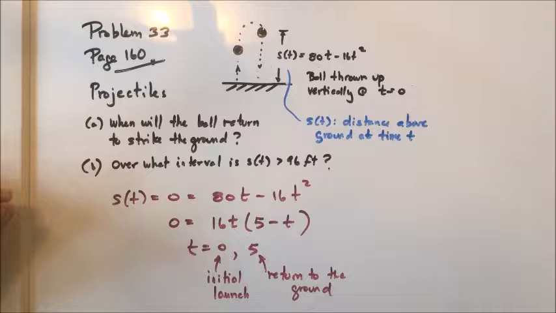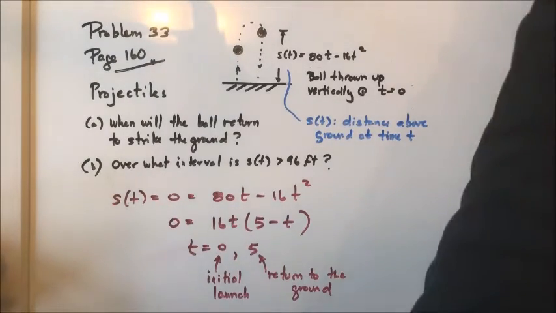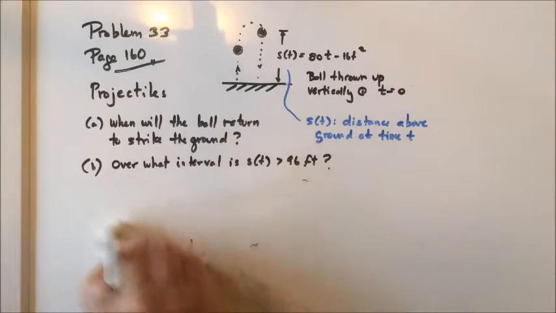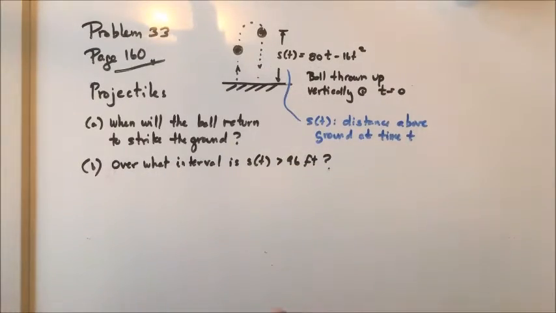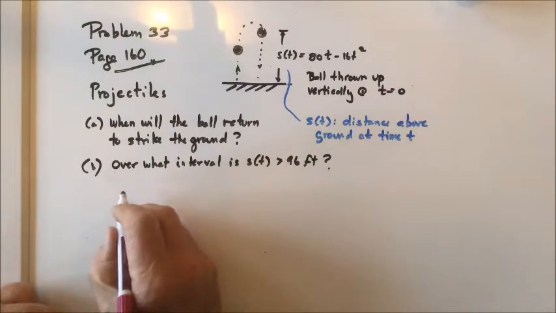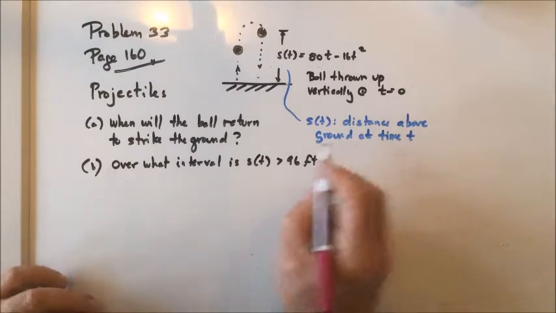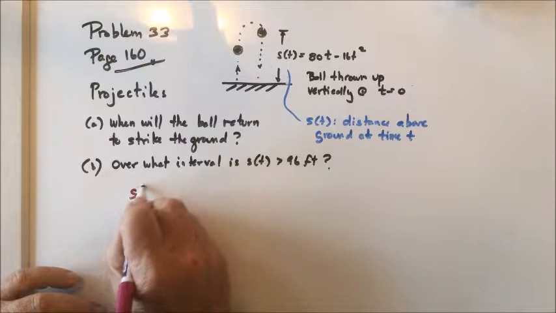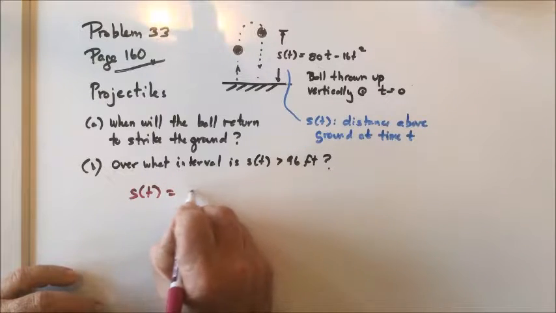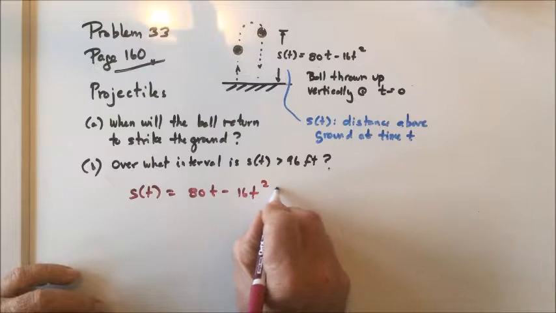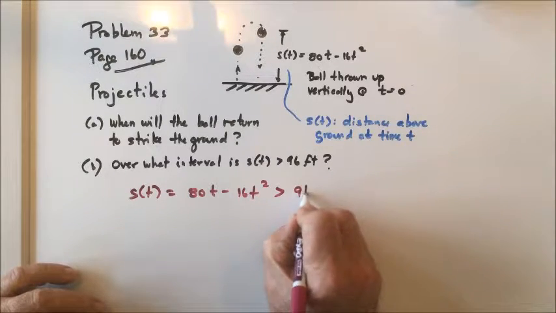The only thing difficult about this problem is I've sort of run out of whiteboard space, so I'm going to erase this solution to part A to make room for part B here. Part B says, over what interval is S of t greater than 96 feet? Well, again, S of t is the distance above the ground. When is S of t, equal to 80t minus 16t squared, greater than 96?